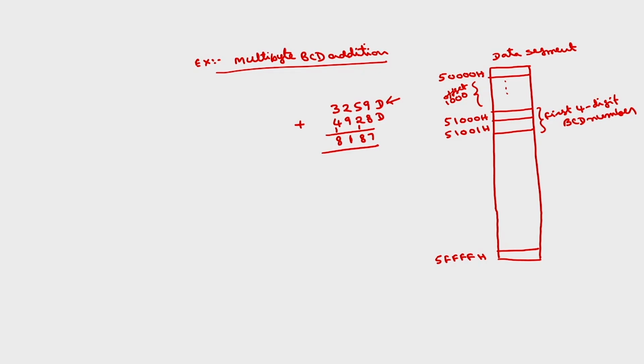Even if you store these decimal numbers, the microprocessor will assume that it is a hexadecimal number, so you have to do some manipulation to get the decimal result. Then I am storing the second BCD number, a 4-digit BCD number or 2-byte number, with an offset of, say, 5200.